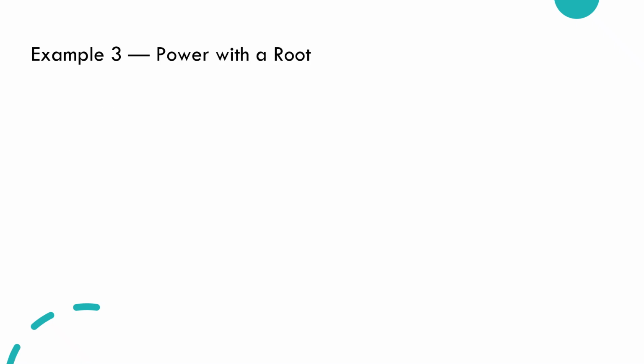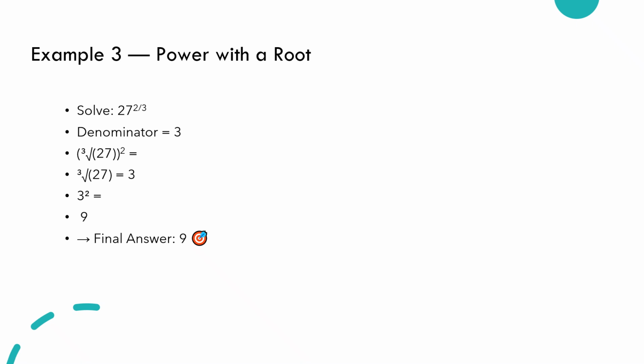Example 3. Now we're looking at 27 to the power of 2/3. So remember, the denominator is 3, so that's going to be the cube root of 27, and since the numerator is 2, it's going to be to the power of 2. So first thing we're going to do is find the cube root of 27, which gives us 3. From here, we're going to go ahead and square the 3. So we have 3 squared, which is equal to 9. So our final answer would be 9.